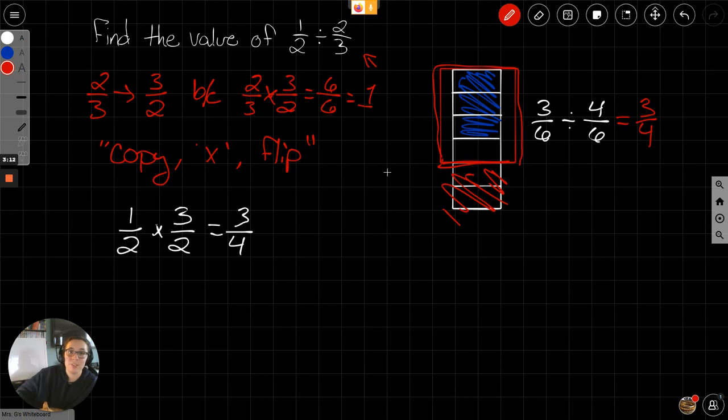However, this is just for checking your work, whereas the other part is for doing it. Copy, X, flip. Copy the first fraction, X for times, flip your second fraction, multiply straight across, and you have your quotient.